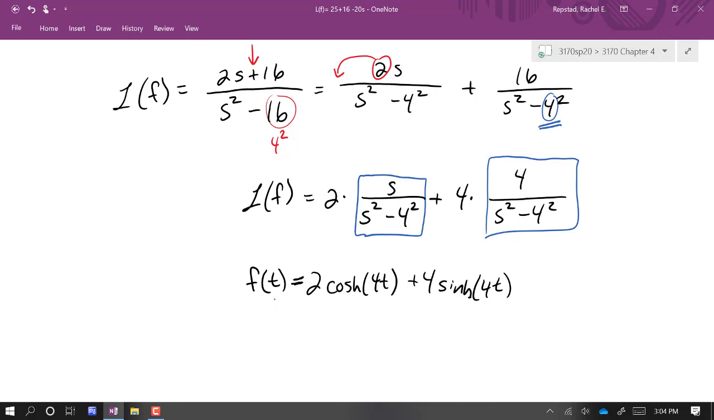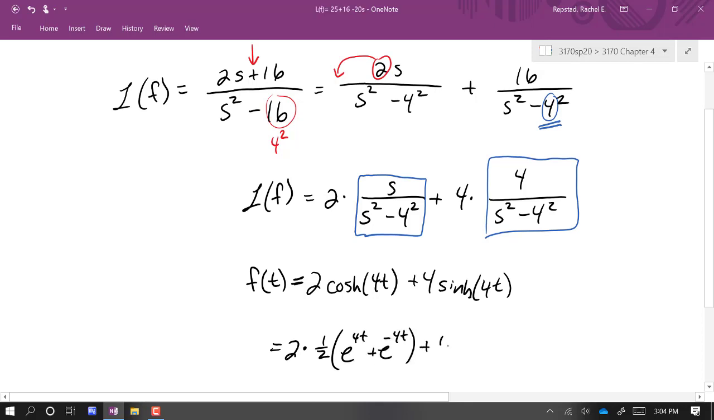We got this hyperbolic one, but then we just go back and use the definition of those hyperbolic functions. So hyperbolic cosine of 4t is 1/2 times e to the 4t plus e to the negative 4t, and hyperbolic sine is 1/2 times e to the 4t minus e to the negative 4t.